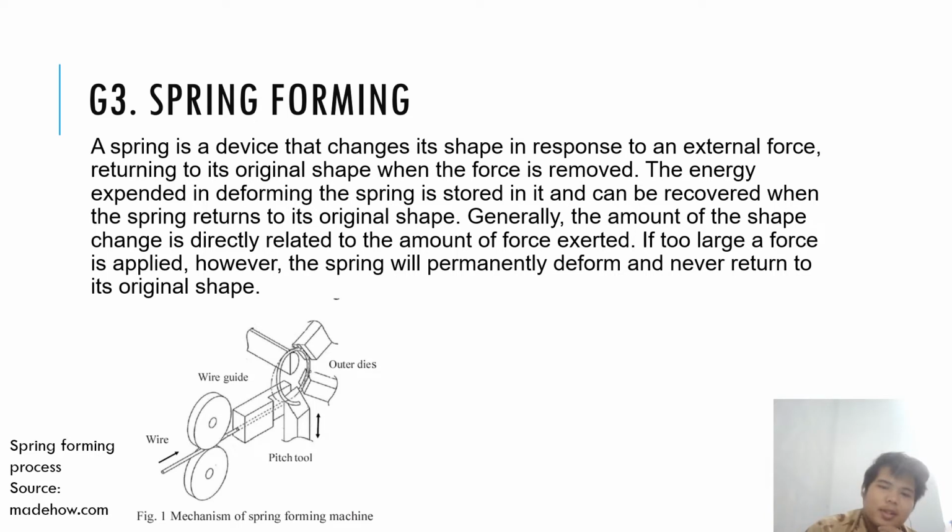Spring forming. A spring is a device that changes its shape in response to an external force, returning to its original shape when the force is removed. The energy expended in deforming the spring is stored in it and can be recovered when the spring returns to its original shape. Generally, the amount of shape change is directly related to the amount of force exerted. If too large a force is applied, however, the spring will permanently deform and never return to its original shape. Remember that?